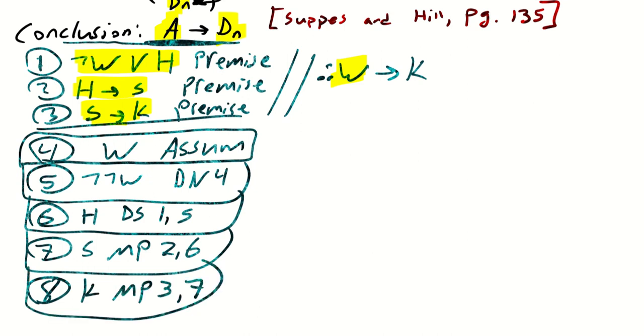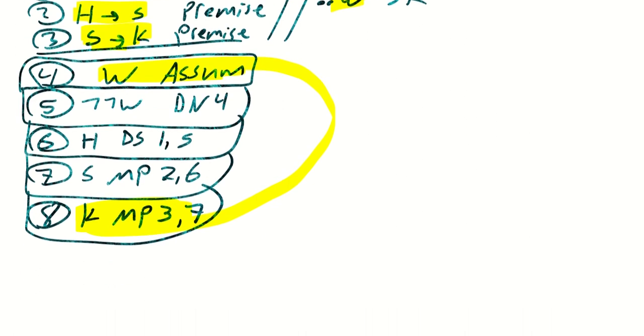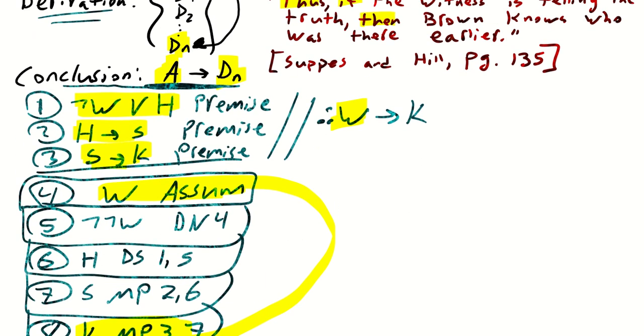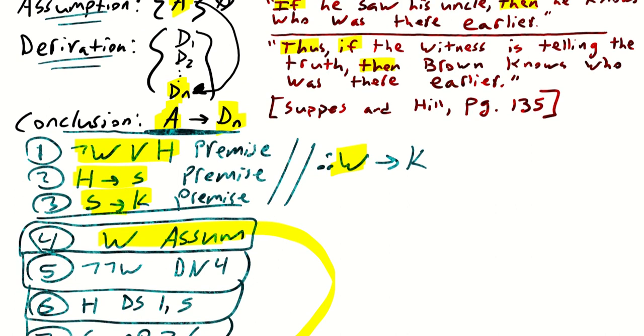And so, based on our assumption, we made some derivations and we reached this K. So outside of quarantine, for line 9, we can say, therefore, if W is the case, then K is the case. Or in other words, thus, if the witness is telling the truth, then Brown knows who was there earlier.